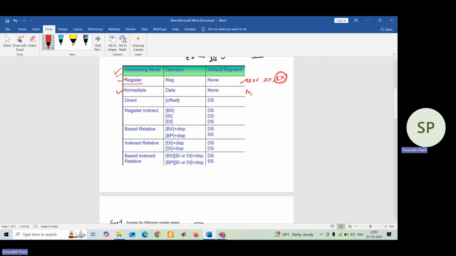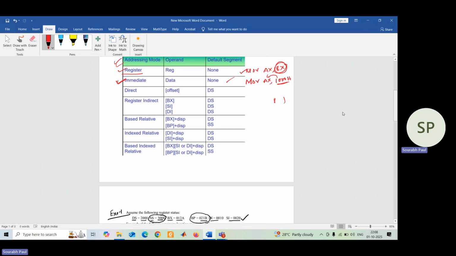What is immediate addressing mode? For example, move ax comma 1000 h. What does it mean? The 1000 h value you should take in the ax register. Now, is it required to access any memory? Not required, because 1000 is already given in the instruction itself. That value you have to take in the ax register. You need not access or check any memory. So that's why if immediate addressing mode is given in the instruction, there is no need to calculate any physical address.